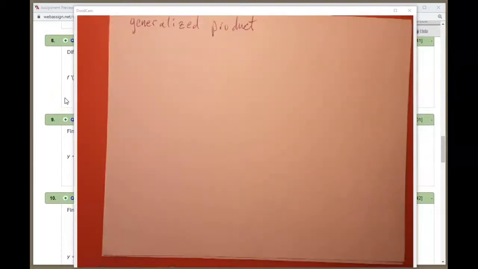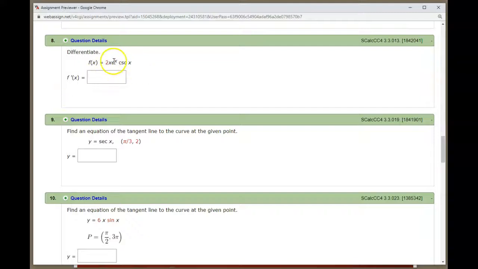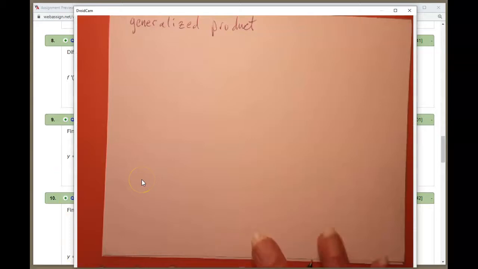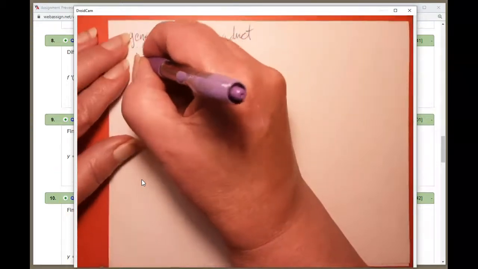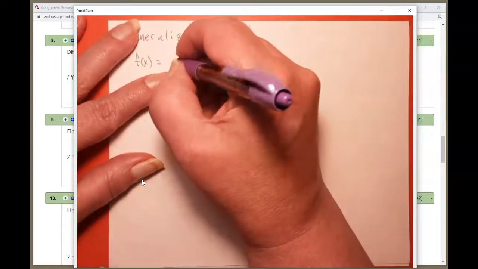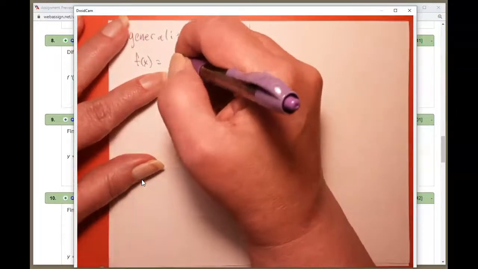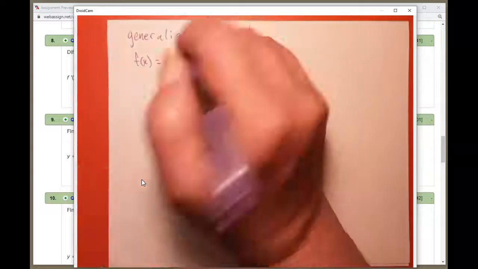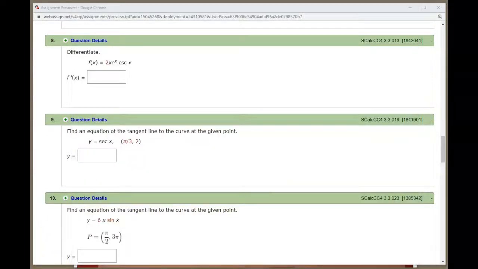I want to discuss the generalized product rule. Number 8 here has more than 2 things being multiplied. Number 8 introduces the concept of generalized product rule. Well, it doesn't introduce it, but I'm going to. This has 3 different things that we're multiplying by. Our product rule only has 2. So let's talk about how to do that one.